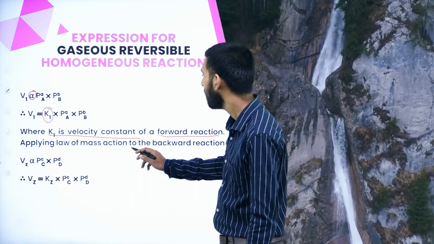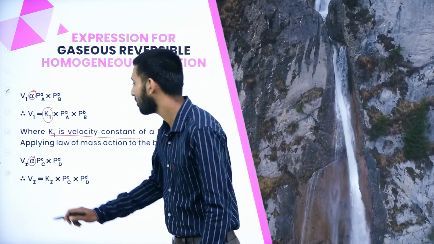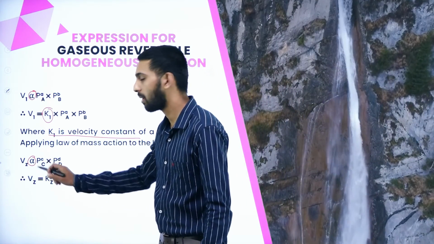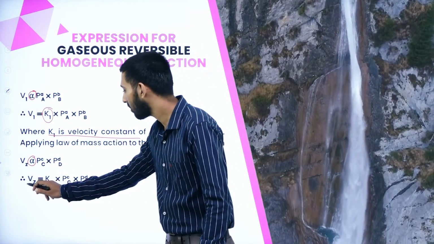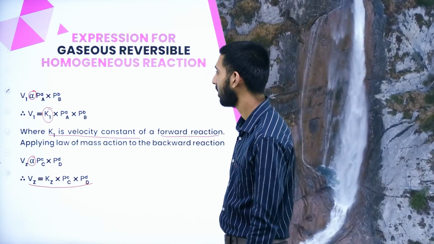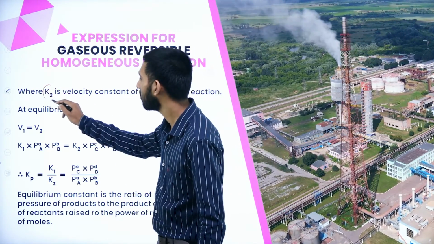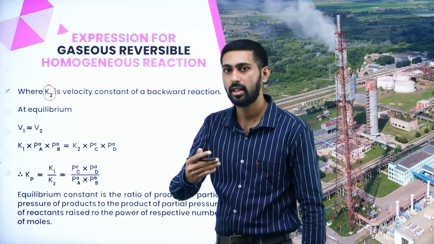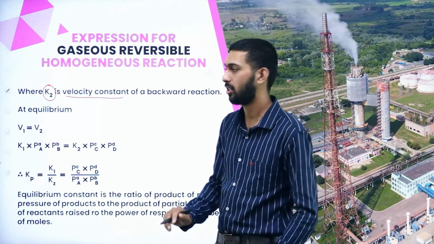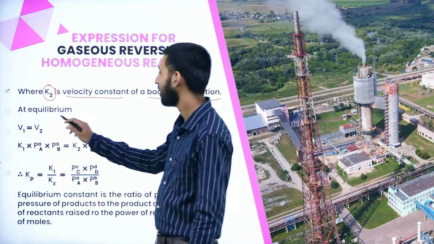Now let us apply the law of mass action for the products. So V2 is directly proportional to PC into PD. If we remove the proportionality, V2 is equal to K2 into PC into PD. What do you mean by K2? For reactants, we have taken K1 as a velocity constant. Here also it will be a velocity constant for the backward reaction.